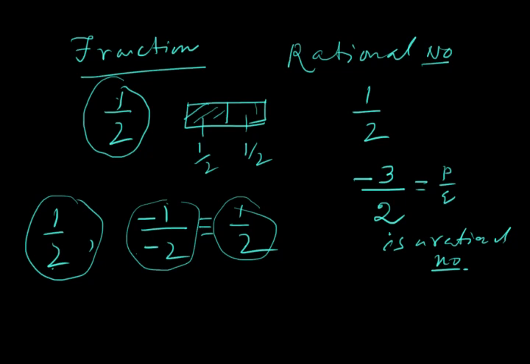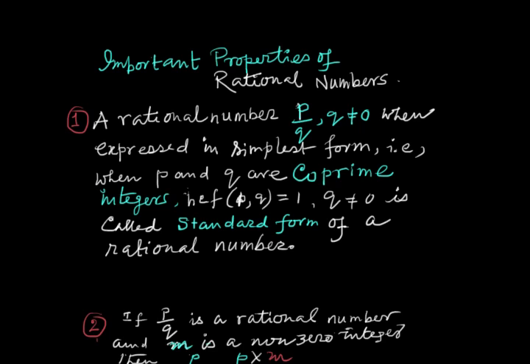Now, we'll see the important properties of rational numbers. A rational number in the form p by q, when simplified, that is, p and q have no common factors, or you can say their HCF is 1, is called the standard form of a rational number. For example, 3 by 4: 3 and 4 are co-prime numbers, their HCF is 1, so it is a standard form of a rational number.